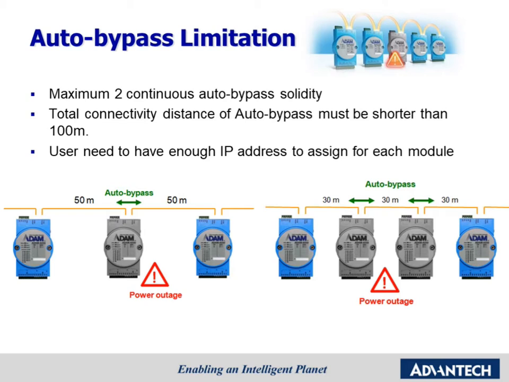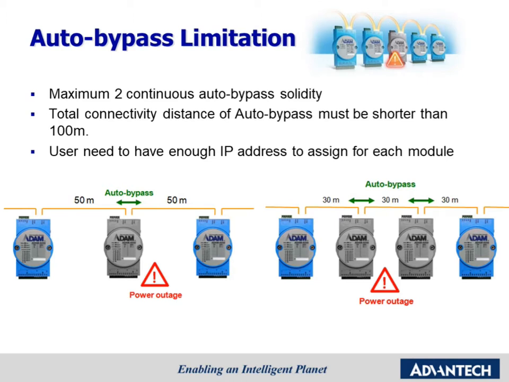This slide explains the auto bypass limitation. As you can see, the auto bypass function can only have 2 consecutive modules broken in the same network, without making the whole network not working. And the total connectivity distance of auto bypass must be shorter than 100 meters. If there are 2 consecutive ADAM devices broken, the distance between each module must be shorter than 33 meters.